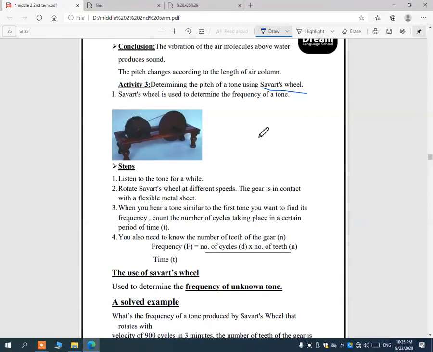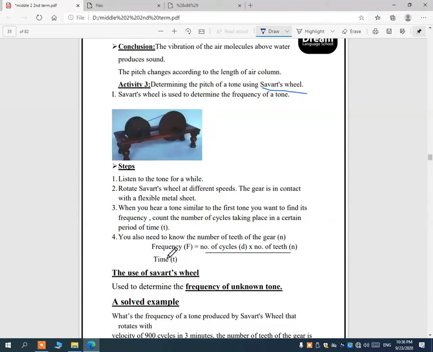The steps: first we listen to the tone for a while, the tone whose frequency we want to calculate. Then we rotate the Savart's wheel at different speeds until we hear the same tone. Then we calculate three things: the number of cycles, the number of teeth, and the time we need to get to the tone.